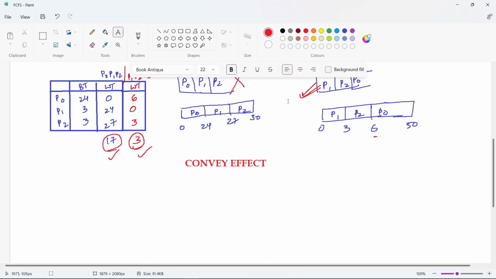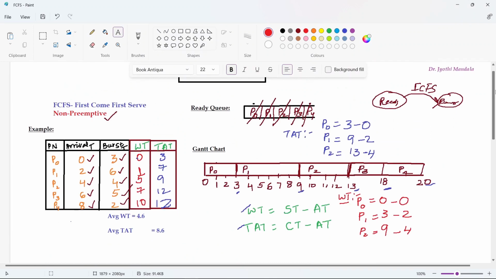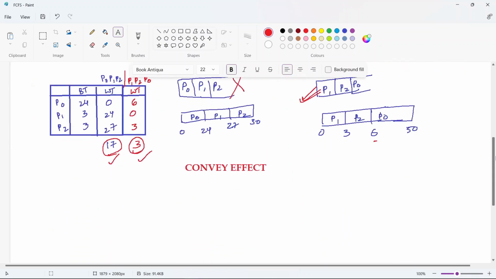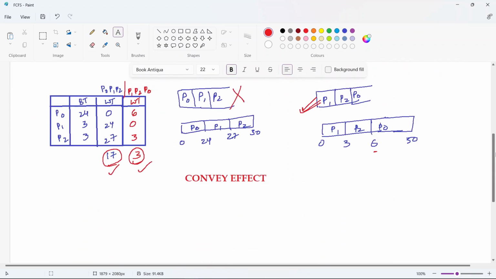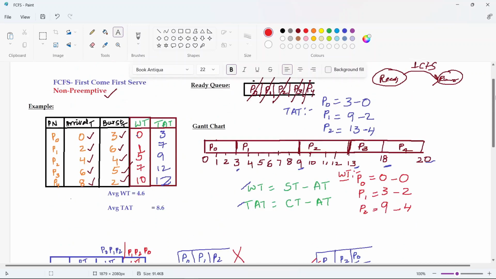Alright, so I hope you all are clear with today's lecture. In today's lecture we learned about the FCFS algorithm in detail, how it can be solved, how the parameters of waiting time and turnaround time can be calculated, and what the disadvantage of FCFS is, that is the Convoy effect.